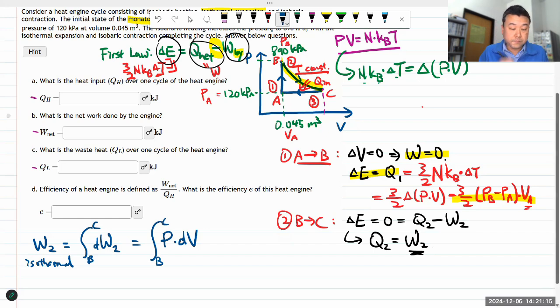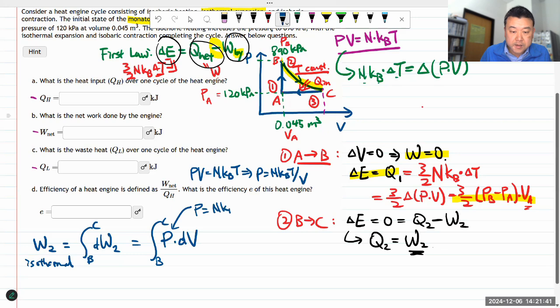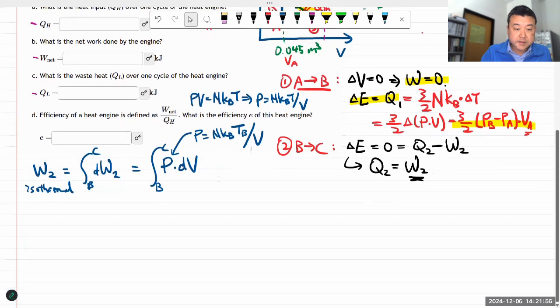And in order for us to actually do this integral, I really need to rewrite P in terms of V. Let's do that first. That's the standard way to do it. So I'm using PV equal to NkBT. Solve this for P. P is equal to NkBT divided by V. So this pressure is equal to NkB, and I don't know what that T is, so let me just say TB for now, divided by V, which is going to be a variable.